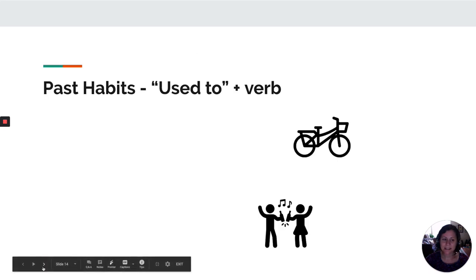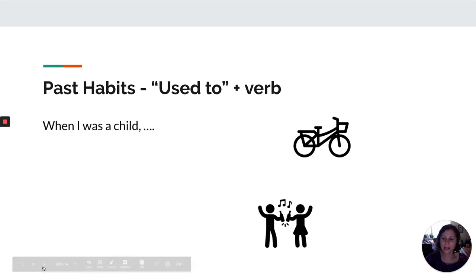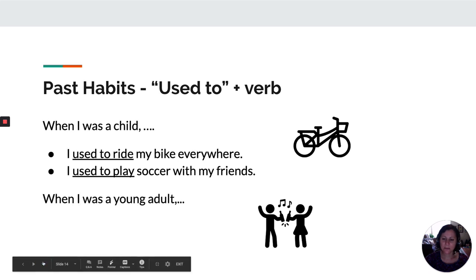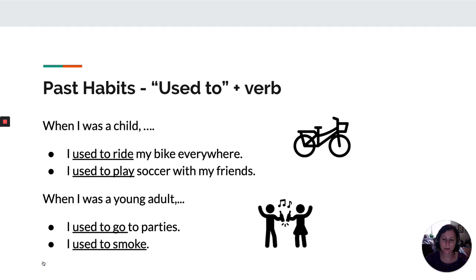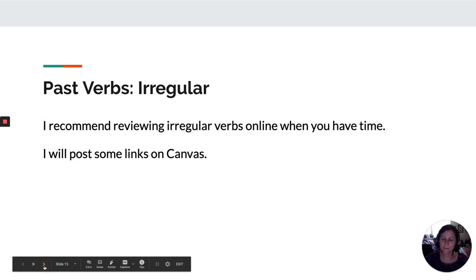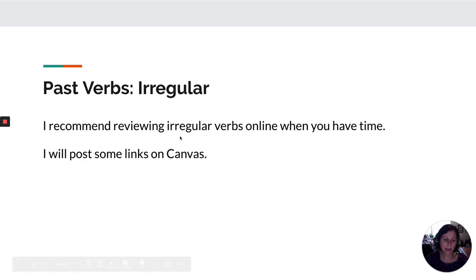Another common phrase we use in English is used to. When I was a child, I used to ride my bike everywhere. I used to play soccer with friends. When I was a young adult, I used to go to parties. I used to smoke. This means you don't do these things anymore. We have a lot, like I mentioned, of irregular verbs, and I'll post links for you to practice those.